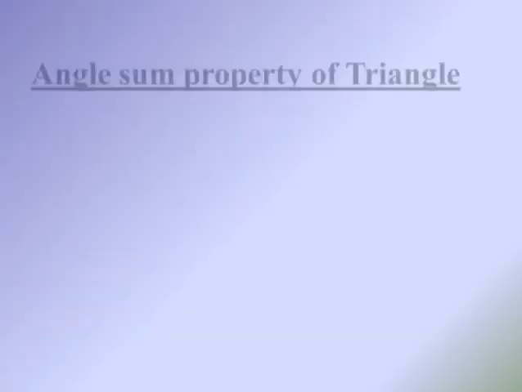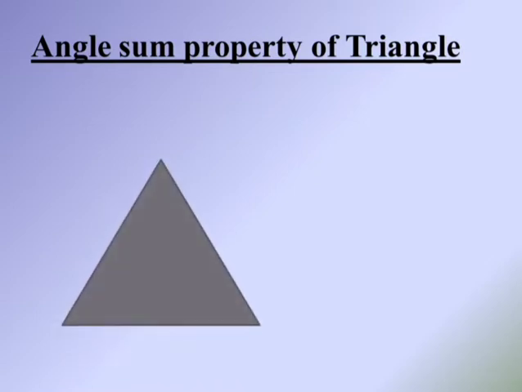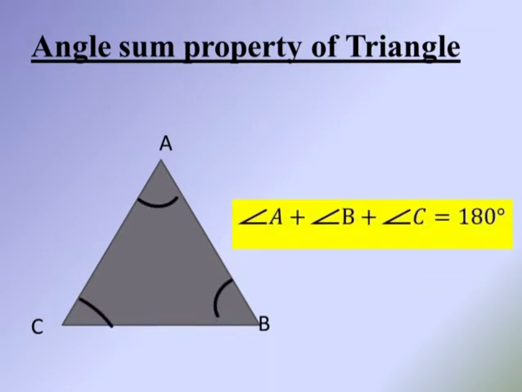So we all have studied about triangles. Do you recall the angle sum property of a triangle? Let me revise it. According to the angle sum property of a triangle, the three angles of a triangle add up to 180 degrees. For example, if we consider this triangle ABC, then we can say that angle A plus angle B plus angle C is equal to 180 degrees.